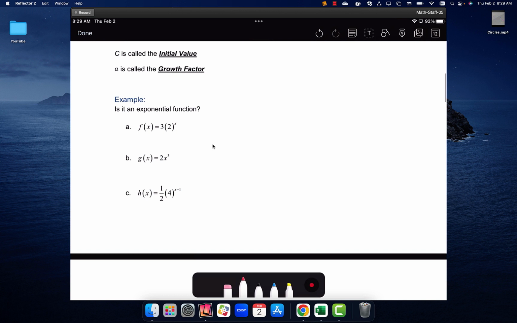So with that in mind, let's look at these. Is a an example of an exponential function? It is. The initial value is 3, and then the base of this exponential is 2. The base we also call the growth factor. In B, is B an exponential function? It is not. That's something we've seen before. This is just a polynomial.